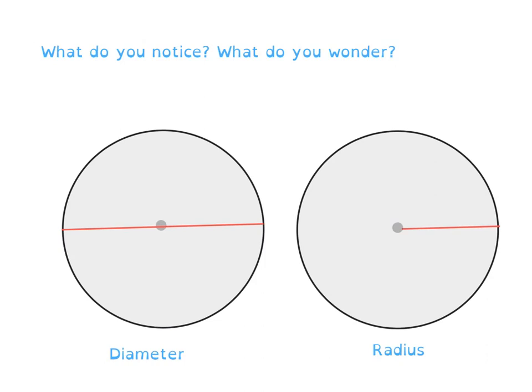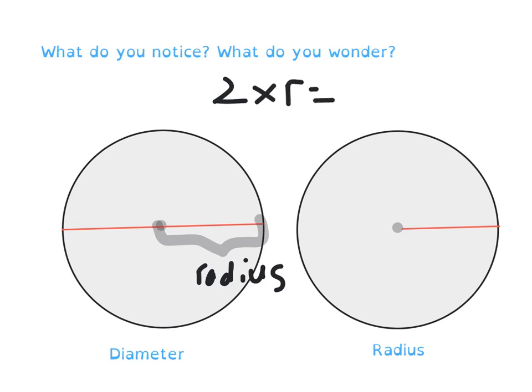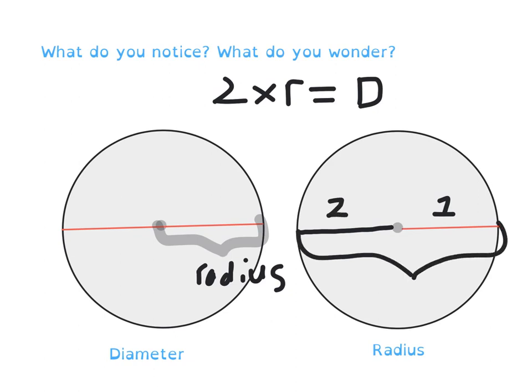If you were thinking that the radius looks like half the diameter, you were correct. This part right here is the radius. And so we can say that to get the diameter, you can multiply 2 times the radius equals the diameter. Because one radius plus another radius is going to equal a line that goes through the center, which we call the diameter.